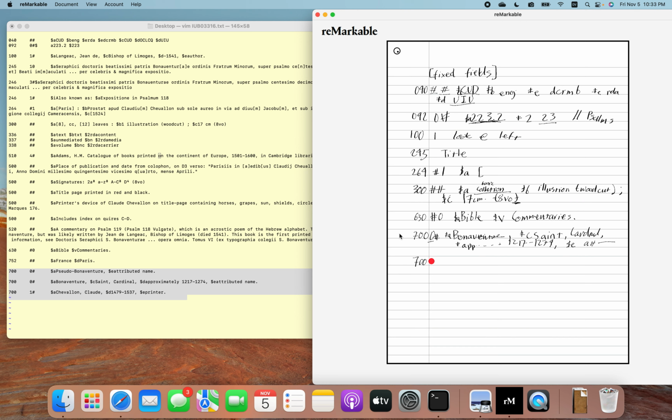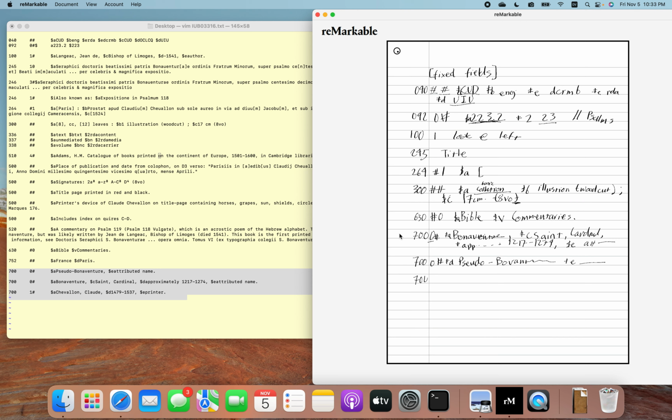It's more obvious in the next one that later on people thought, well, we don't know who wrote it, so we're just going to call it by pseudo Bonaventure, by the false Bonaventure, a person who wasn't Bonaventure but used his name. Yada, yada, yada. And again, attributed name.